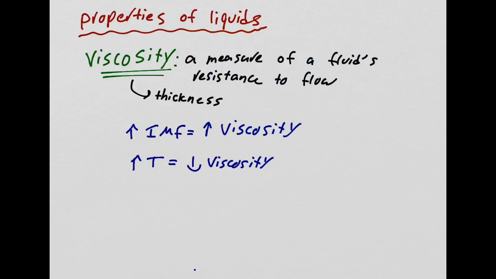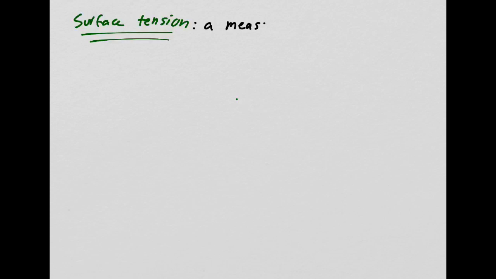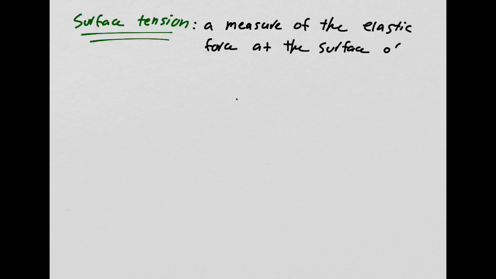All right, so that was viscosity. The next one we're going to go over is surface tension. And a lot of these things you already know. So it's surface tension. What is surface tension? Surface tension is a measure of the elastic force at the surface of a liquid. I don't like defining things, but some people do, so I'm putting this out for you guys.